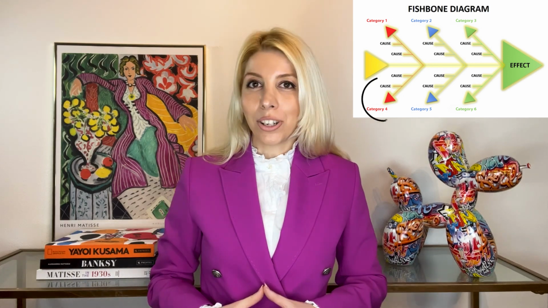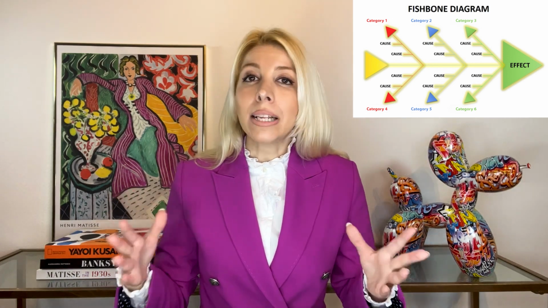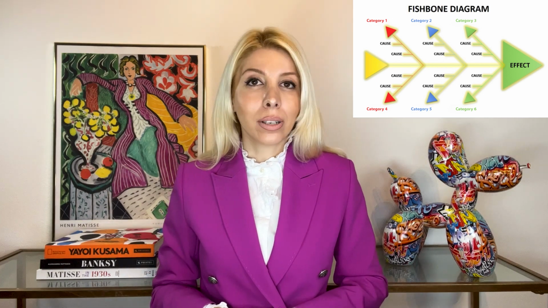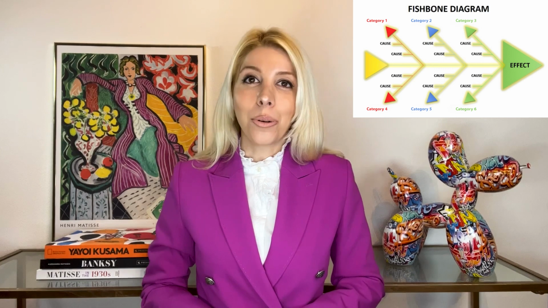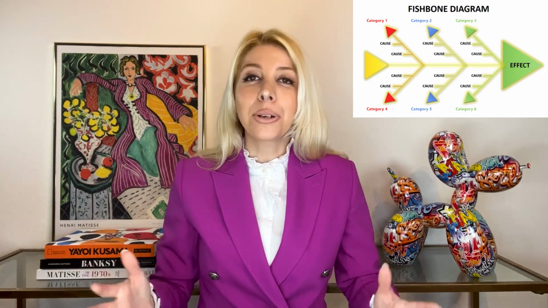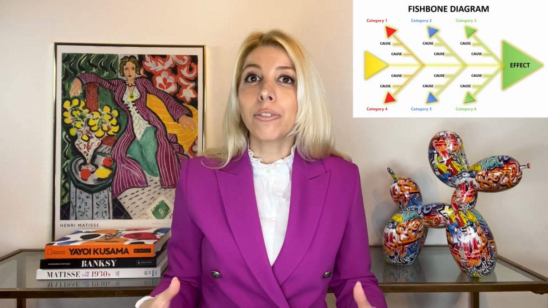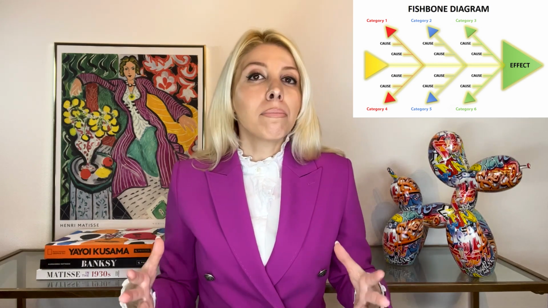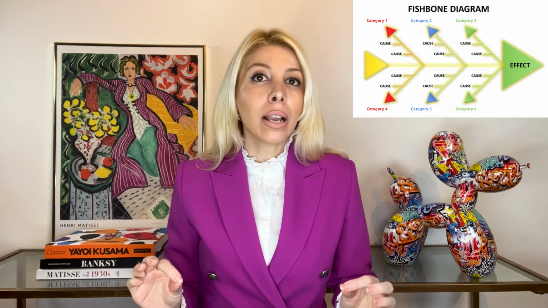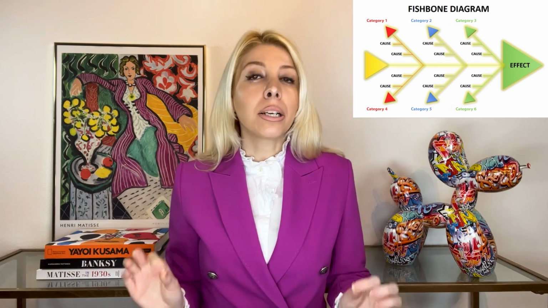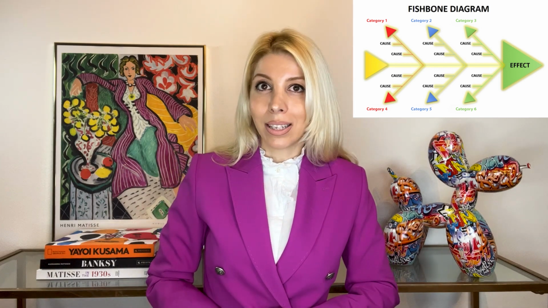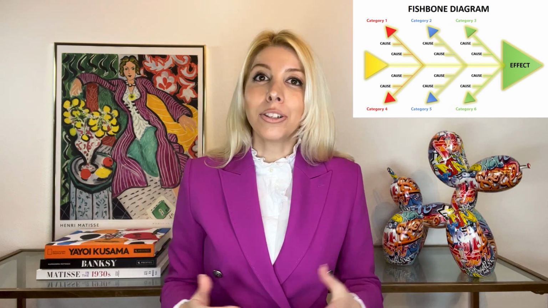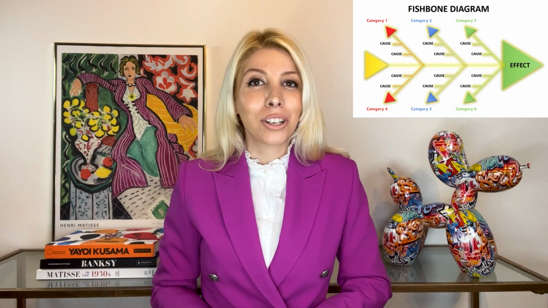Major cause branches. Branching off from the central spine are lines that represent major categories of causes. These branches are drawn at the angle resembling the ribs or smaller bones protruding from the backbone of a fish. Subcause branches. From these major cause branches, smaller lines extend, representing more specific subcauses. This creates a visual structure similar to the fine bones branching off from the main bones in a fish skeleton.